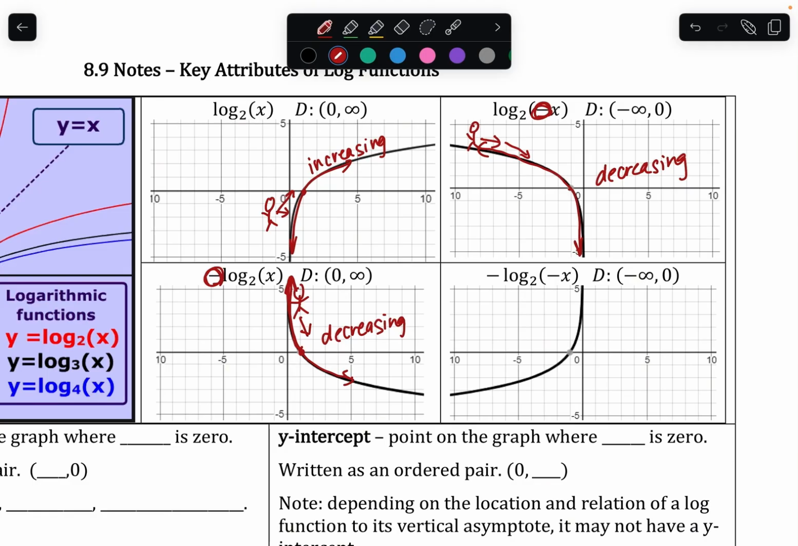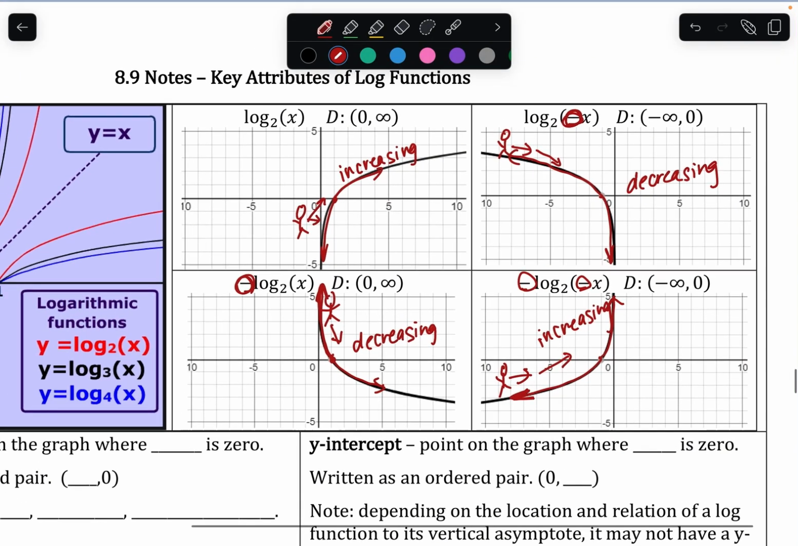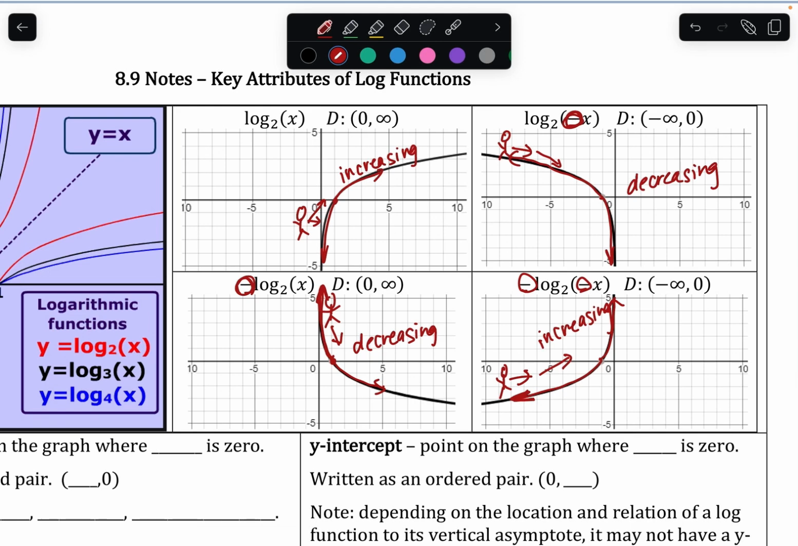If you have both reflections, and so it's tail up because of the reflection across the x, but it's also facing left, we're actually back to increasing. If we travel from left to right, this is an increasing function. Okay, so one reflection, it's decreasing. Two reflections, it's increasing.